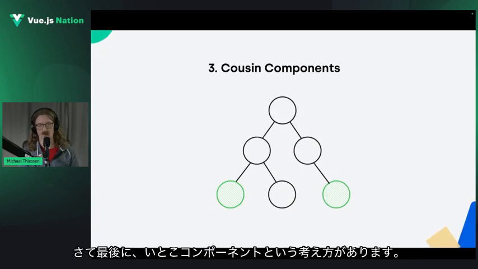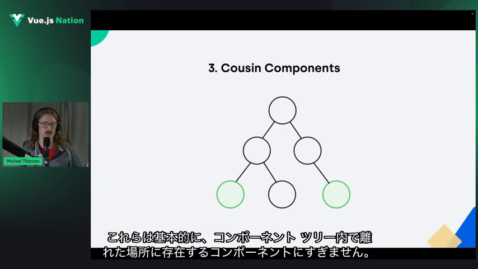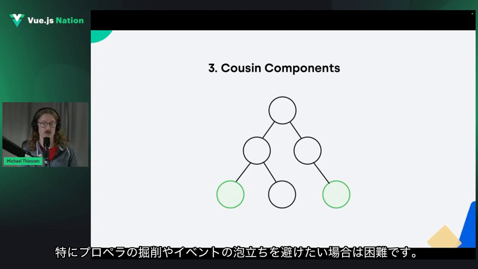Now, lastly, we have this idea of cousin components. So we've got parent and child components, we've got sibling components, but we also have cousin components. And these are basically just components that live far apart in the component tree. If we want to have some piece of state that is shared between them, it can be really difficult, especially if we want to avoid prop drilling and event frothing.